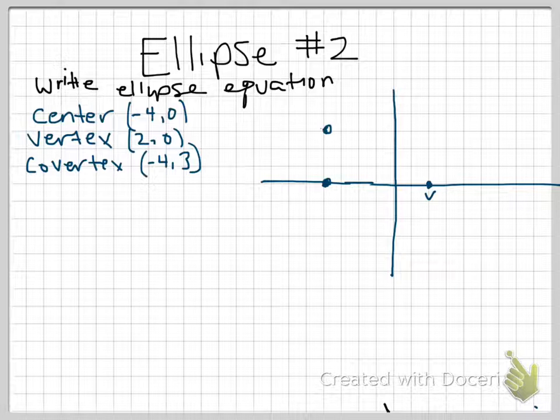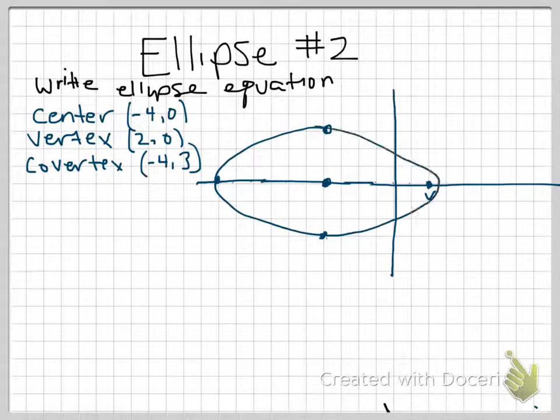Okay, so what we need to do is map this. Because we know our ellipse is symmetrical, we're going to reflect these points. So it'll be up here at positive 3 and then down here at negative 3. We're over 1, 2, 3, 4, 5, 6 units to the right, so it'll be 1, 2, 3, 4, 5, 6 units to the left. That will be the rest of my ellipse. So here's our ellipse. Oops, I missed that point, but you know how that goes.